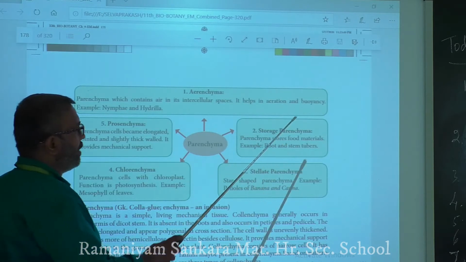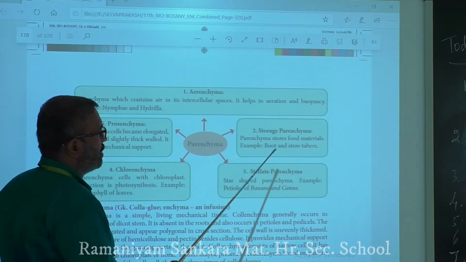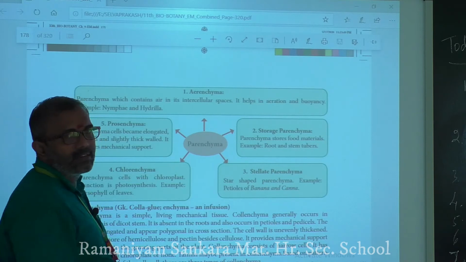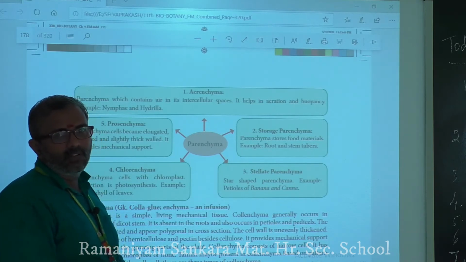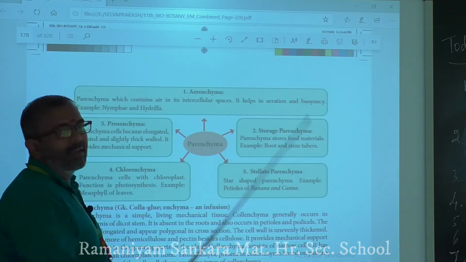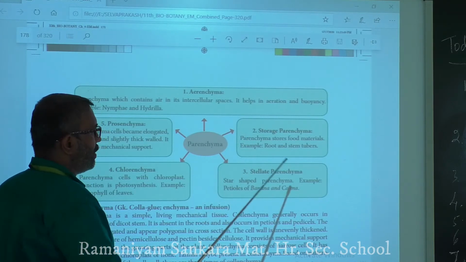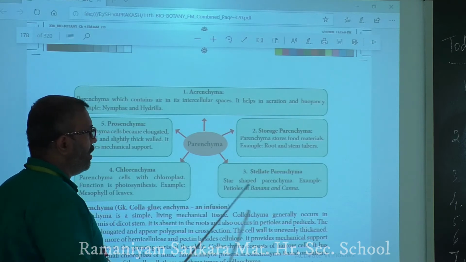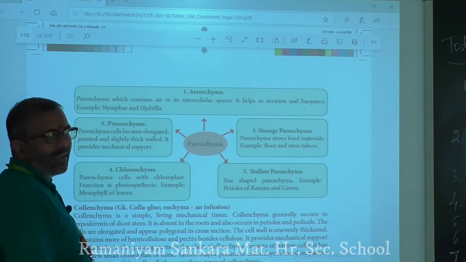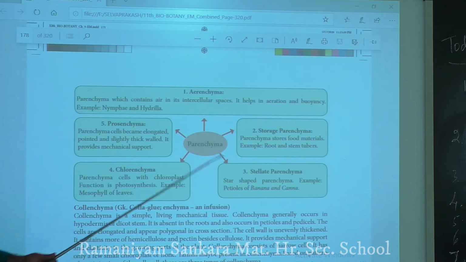Next one, storage parenchyma. Parenchyma stores food materials. Example, root and stem tubers. Potato is also a tuber, no? That is also parenchyma tissue, called storage parenchyma. Next is stellate parenchyma, star-shaped parenchyma. Example, petioles of banana and canna. That is called stellate parenchyma.